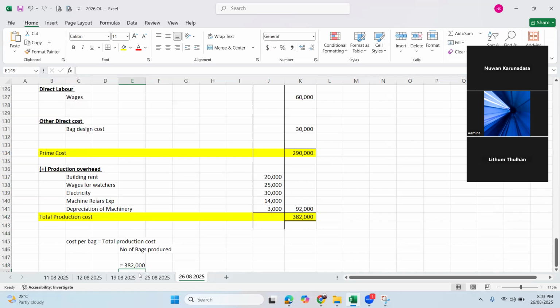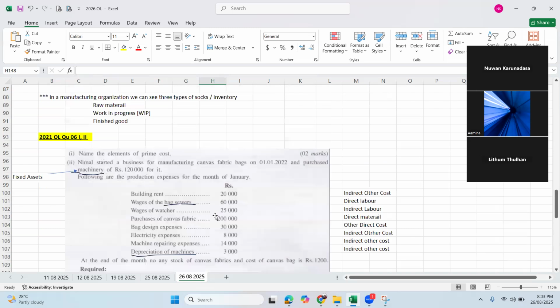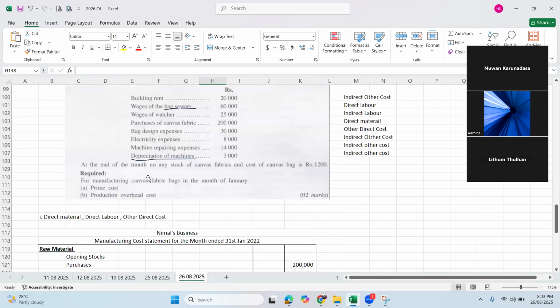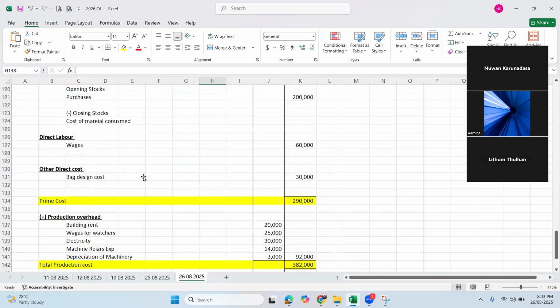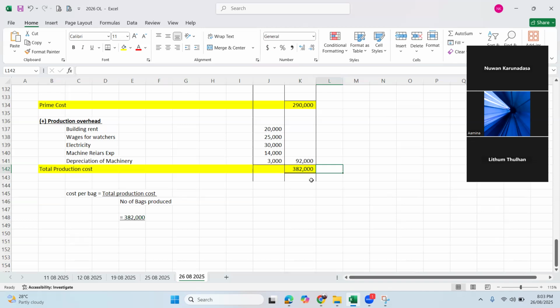That has to be divided by how many bags they have done. Just see here, they are saying at the end of the month, no stocks of Canva fabric, and the cost of the Canva bag is 1,200. So they have given the cost of the Canva bag as 1,200, but they have not given us the number of units. Here, if you divide this by 1,200, then the number of bags can be calculated.